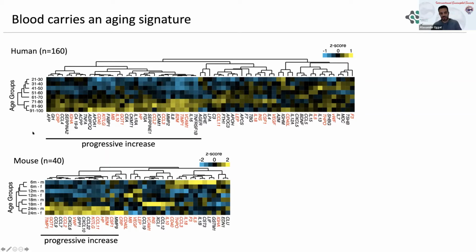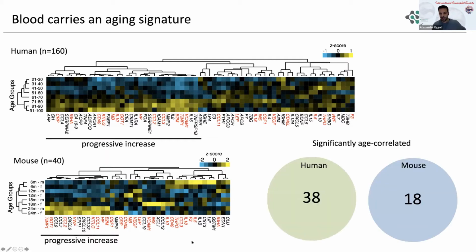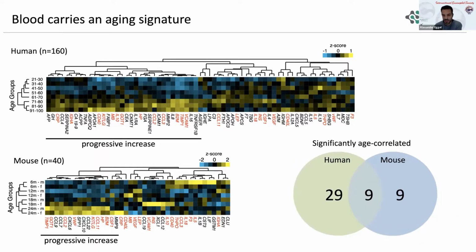The other interesting thing that we observed was that we have a progressive increase for about half of all the factors that we measured, again, in human as well as in mice. If we have a look at which of those factors are significantly correlated with age, we end up with 38 factors for human and 18 of mouse origin. The really interesting factors came up when we looked at which of those factors were actually shared between the two organisms. In other words, which would be species conserved.